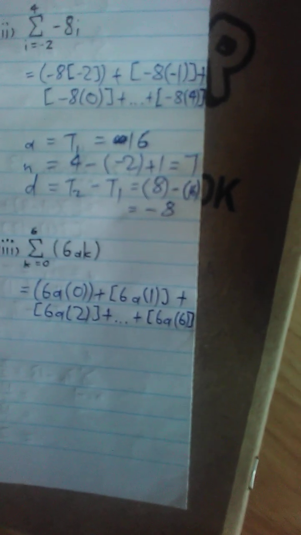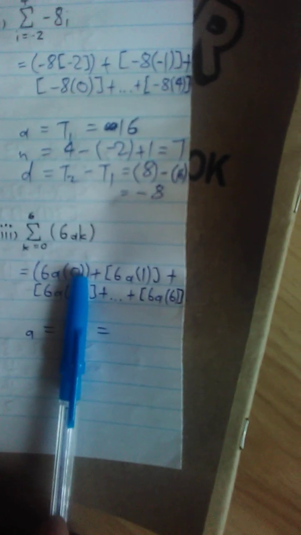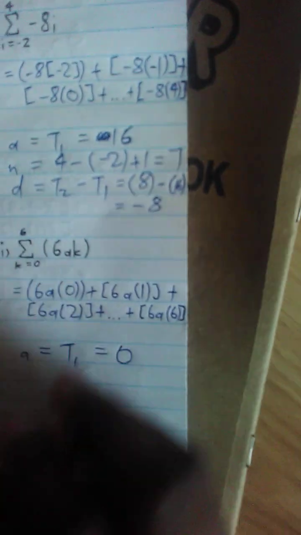The a and the a is going to be confusing. Sorry, it's my mistake. So a is T1, which is 6a times 0, which is just 0. N is upper bar 6 minus lower bar 0 plus 1, which is 7. Should we use d or should we use L? Let's just use d. T2 minus T1, which is 6a times 1, just 6a, minus 0, which is 6a.